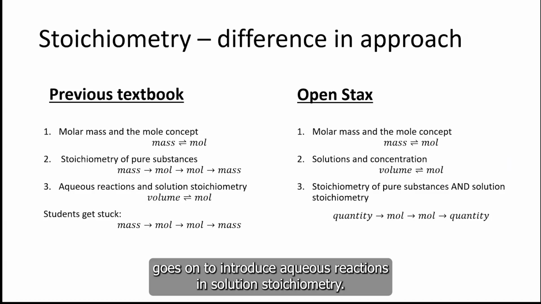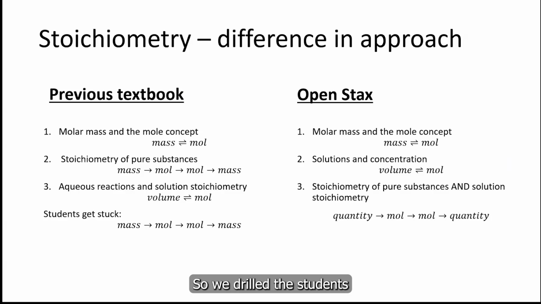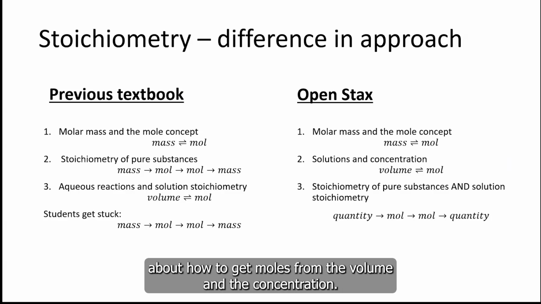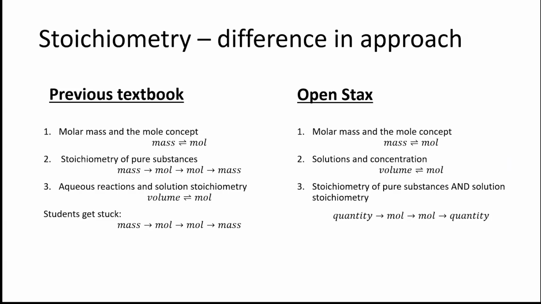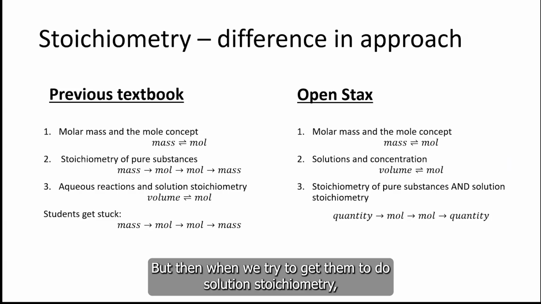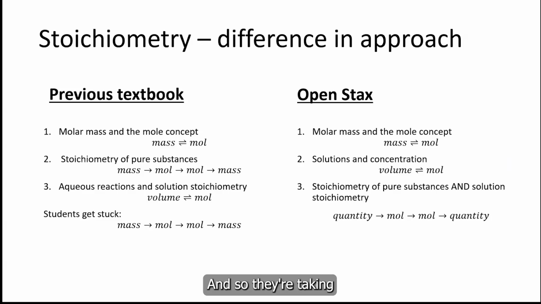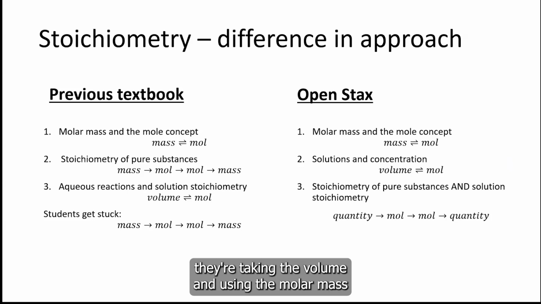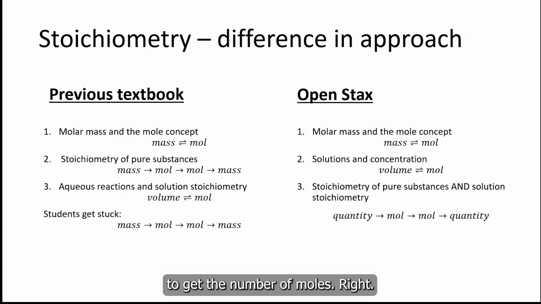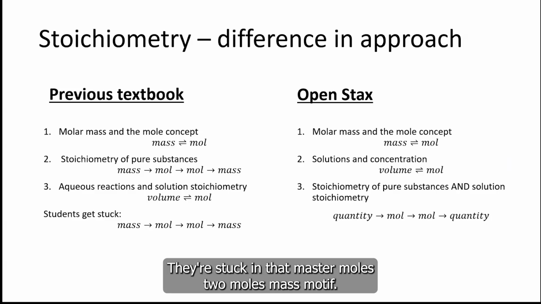Then our previous textbook goes on to introduce aqueous reactions and solution stoichiometry. So we drill the students on how to get moles from the volume and the concentration. But then when we try to get them to do solution stoichiometry, they're stuck with the stoichiometry of pure substances. They're trying to use mass and molar mass, so they're taking the volume and using the molar mass to get the number of moles, right? They're stuck in that mass to moles to moles to mass motif.